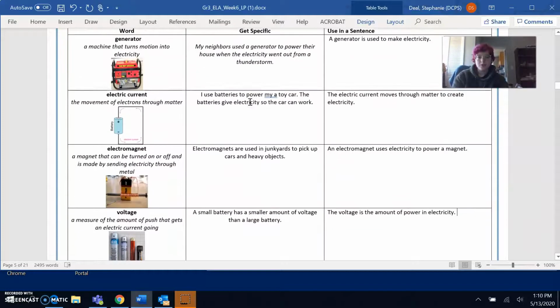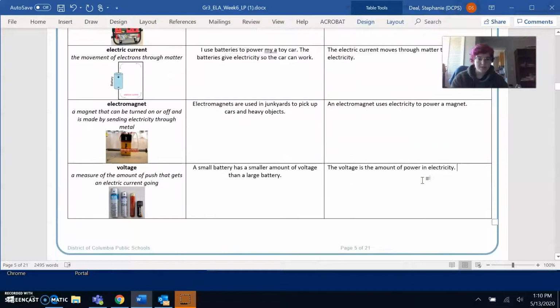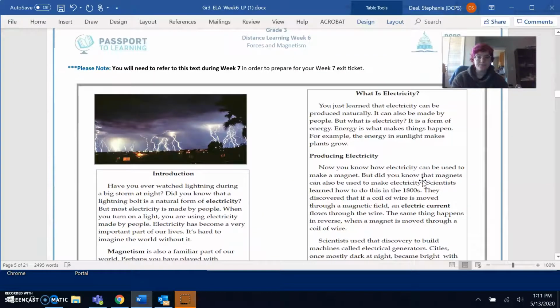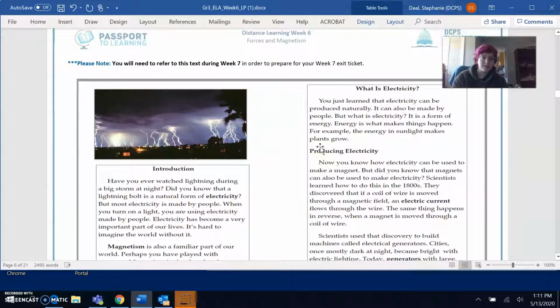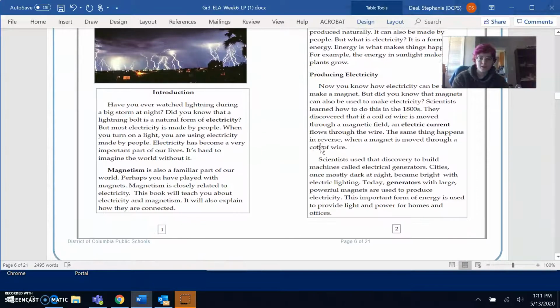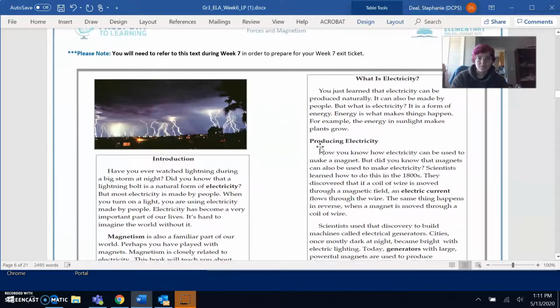Alrighty, so make sure you wrote something down to get specific, even if it's not one of my examples. If you have your own example of these vocabulary words, you can write that here, and then write the word in a sentence. You can copy the sentences I wrote, or you can think of your own sentence. Let's go on and finish up for day 1 of week 6. Next we're going to read the text for this week, so we're ready to do all of the work that we have. Let's start reading on the next page.